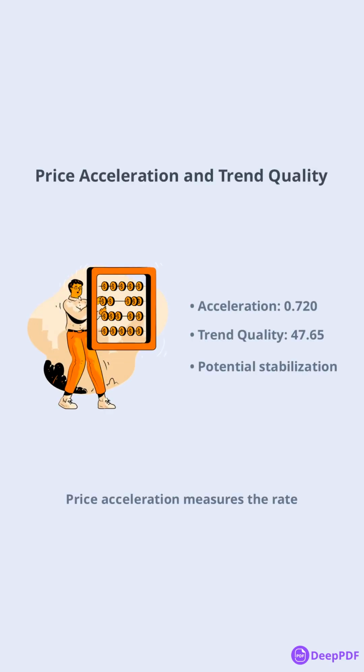Price acceleration measures the rate of change in price movement. TXN's acceleration is 0.72, indicating a slight positive shift. The trend quality index is 47.65, which is moderate. These metrics suggest that while the overall trend is weak, there are signs of stabilization or a potential reversal if momentum improves.